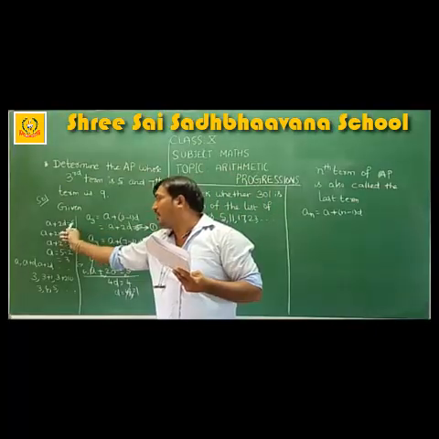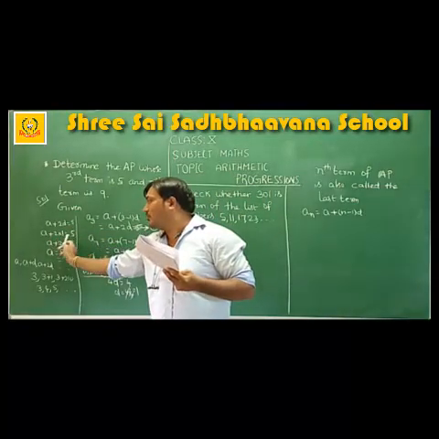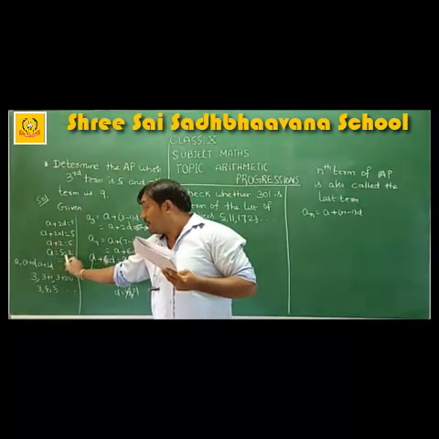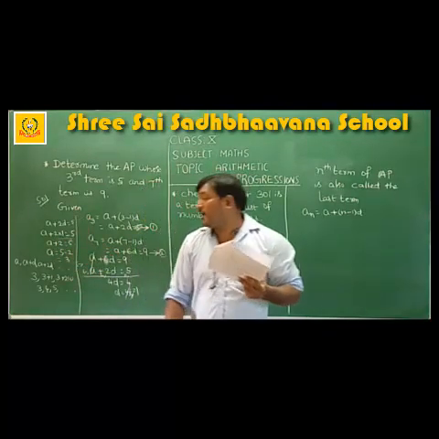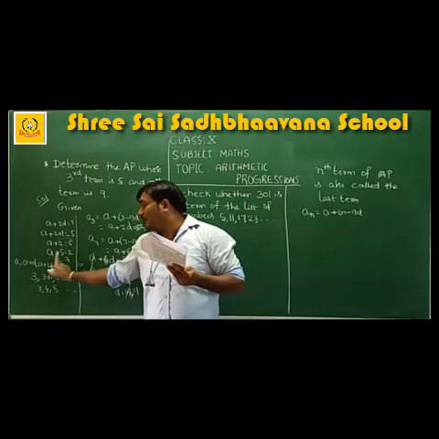A plus 2D is equal to 5. So A plus 2 into 1 is equal to 5. So A is equal to 5 minus 2. This 2 will go to the RHS, so it will become 5 minus 2, 3. So the A value you got is 3.